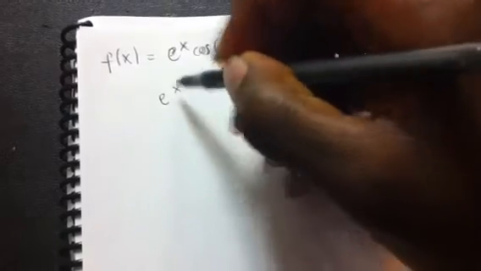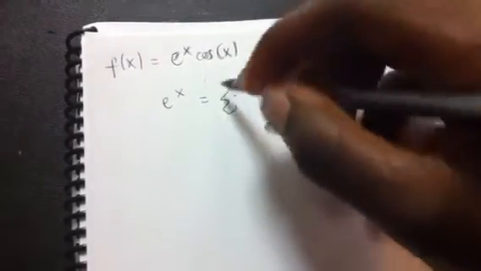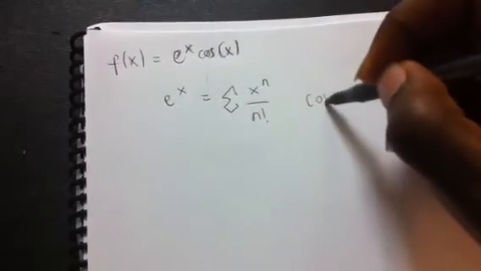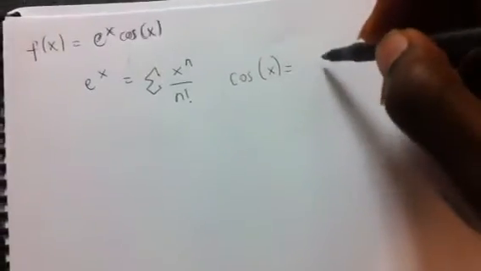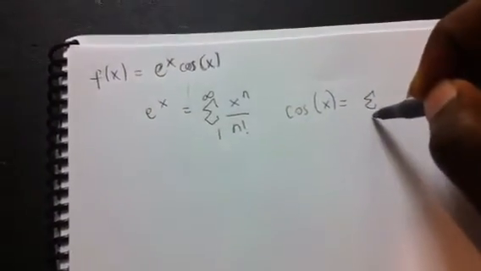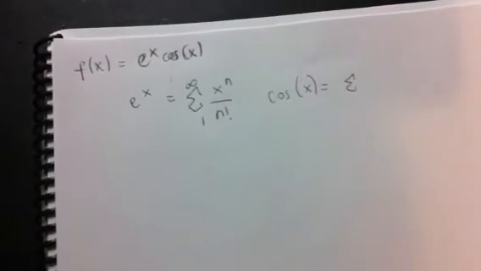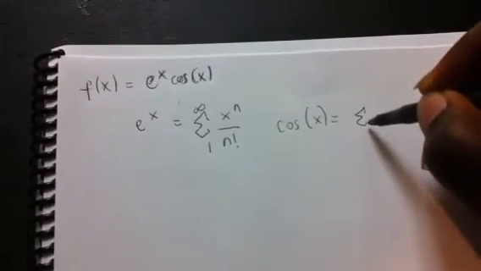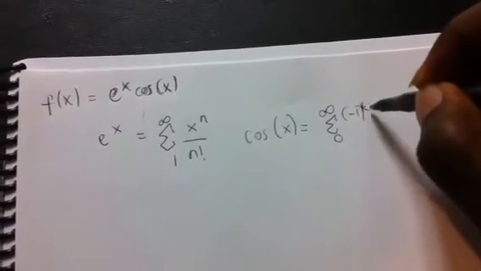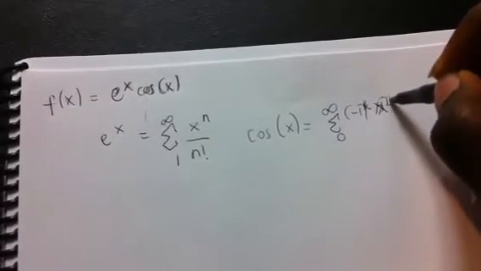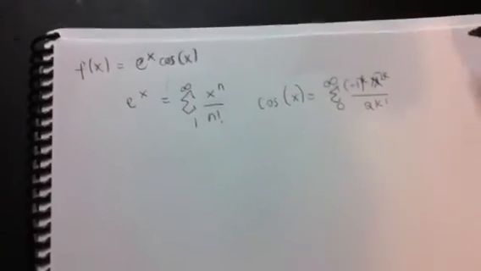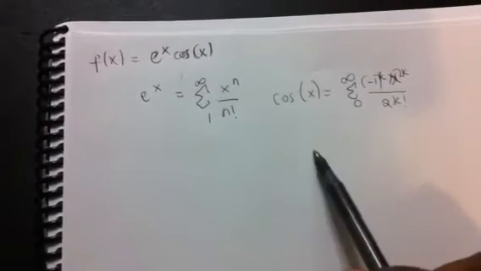is to set e to the x equal to its Taylor series expansion at zero, which is the sum of x to the power of n over n factorial, and cosine x to its Taylor series expansion, which is, pardon me, this goes from 0 to infinity, of negative 1 to the k, x to the 2k over 2k factorial. Okay, so you may want to set this up this way and then try to multiply them.